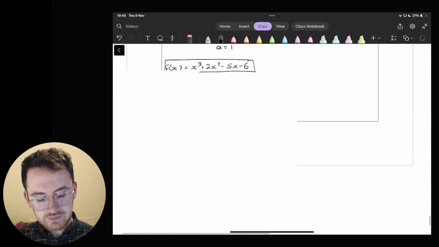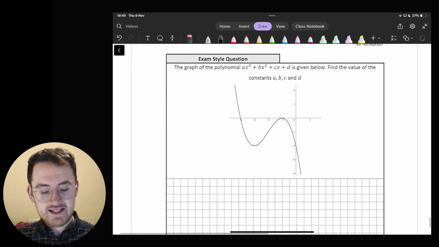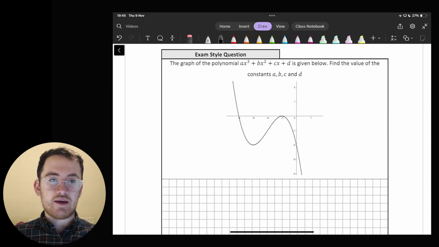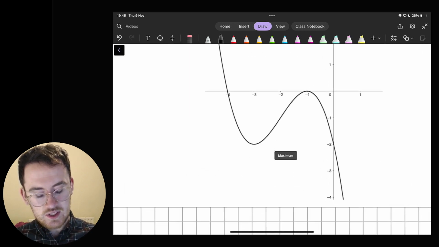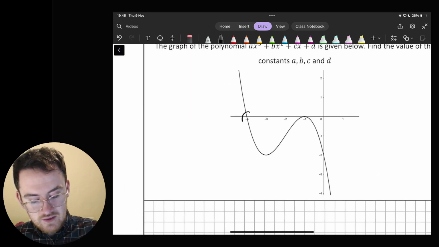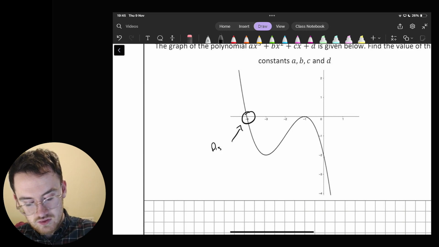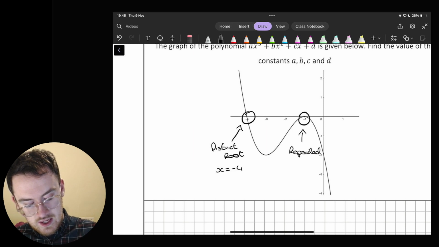Okay? Let's continue on and look at the last little question that we have here, which is a nice exam style question. So here we're given the graph of a polynomial, we're given a graph with 4 unknowns in its expression, and we're asked to find the value of each of these constants a, b, c, and d. So let's just look at the graph and see what it tells us. So I can see immediately I have a root here at minus 4. That's a distinct root at x equals minus 4. I have a repeated root at x equals minus 1.